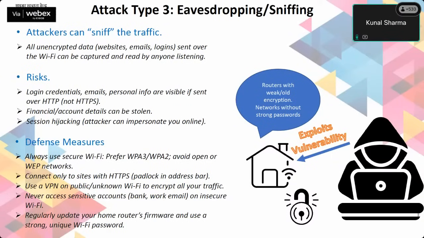So what are the defensive measures? Always prefer WPA3 and WPA2. Use only sites that have HTTPS. Don't use HTTP because it is not encrypted and anyone can see your data in plain text. And if you are using Wi-Fi, I would suggest you use a VPN, because a VPN encrypts your traffic, and then no one can see what you are actually doing in your transactions. I've also told you to never access sensitive accounts on Wi-Fi, and to regularly update your home router's firmware.